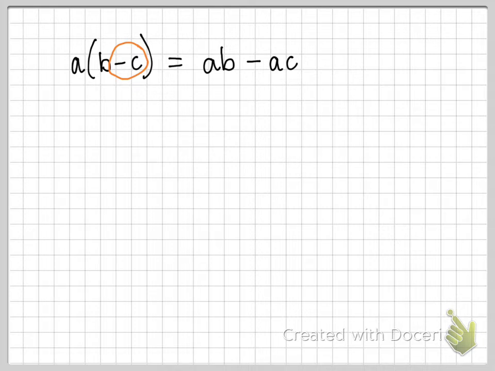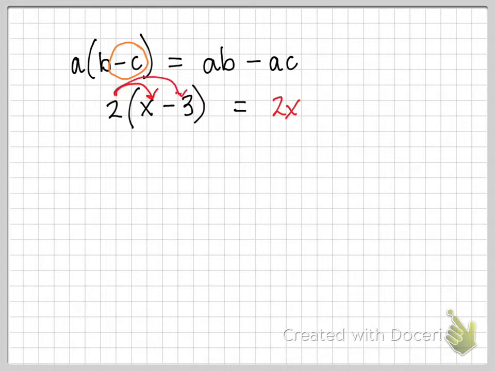For example, let's look at what this looks like in actual work, not just a bunch of letters. 2 times the quantity x minus 3. Should we do that? So the first step, we're going to use the distributive property. We're going to multiply the 2 to both terms inside the parentheses. So our first term would be 2 times x, which is 2x. And our second term is 2 times negative 3, which is what? John? Negative 6. That's it. Not bad.